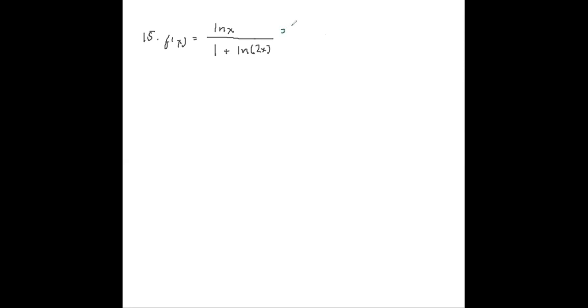Quotient rule, yep. So we're going to call that, I guess, h of x. h prime of x is, as we said earlier, the derivative of the natural log of x, which is going to be 1 over x. Then we have here, we'll call this g of x. So g prime of x is going to be the derivative of 1 plus the natural log of 2x. What is the derivative of the natural log of 2x?